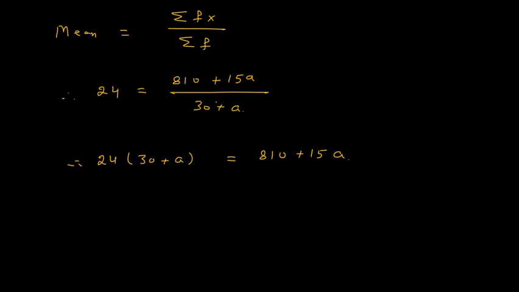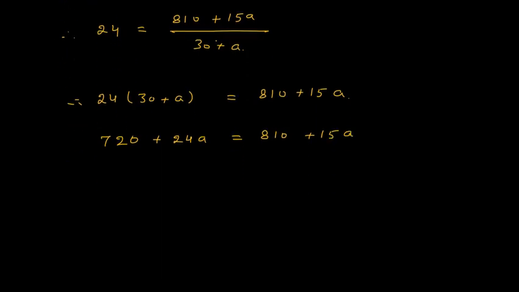24 into 30: 4 times 3 is 12, 2 times 3 is 6, plus 1 is 7, so this is 720 plus 24a, and it is equal to 810 plus 15a. So therefore we have 24a minus 15a is equal to 810 minus 720. So 14 minus 5, we get 9.